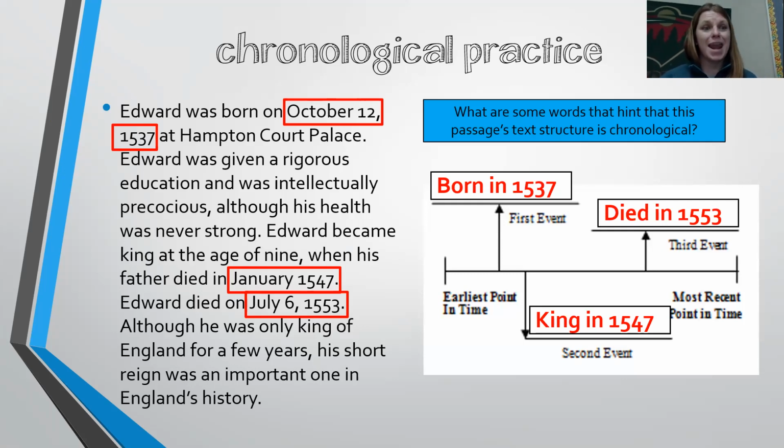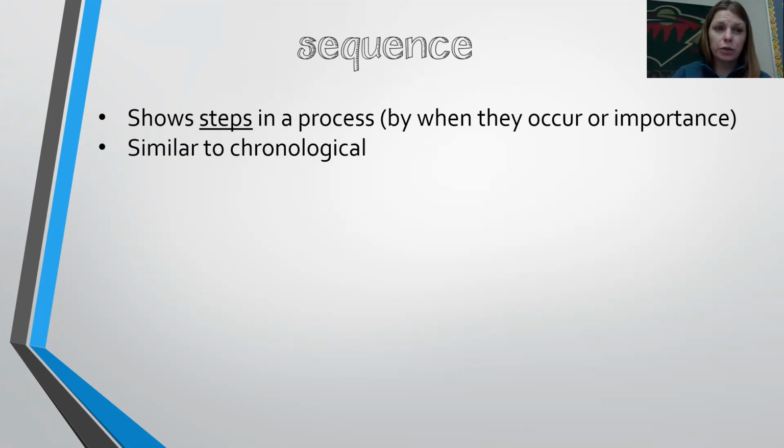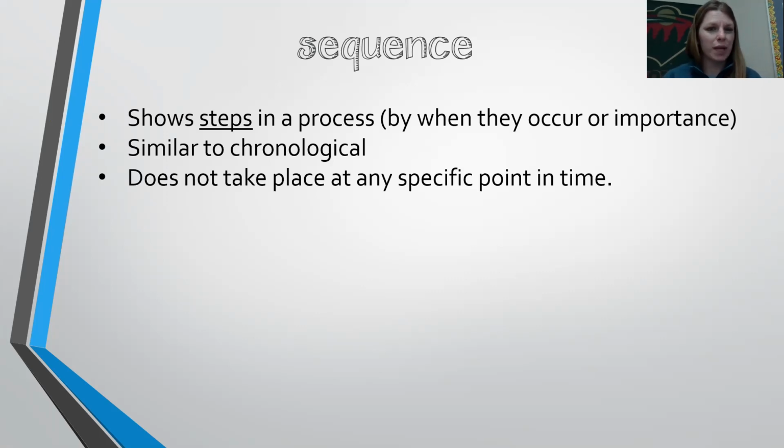All right. Next, sequence. Sequence shows steps in a process by either when they occur or by level of importance. So this is something like how to do something, step 1, step 2, step 3, like a recipe is also a good example of sequence. It is similar to chronological, but it doesn't really take place at any specific point in time. It doesn't really matter what day it is or what time it is. They just go in order, but it's steps in a process rather than dates in time.